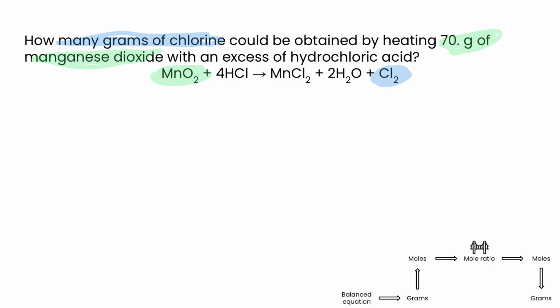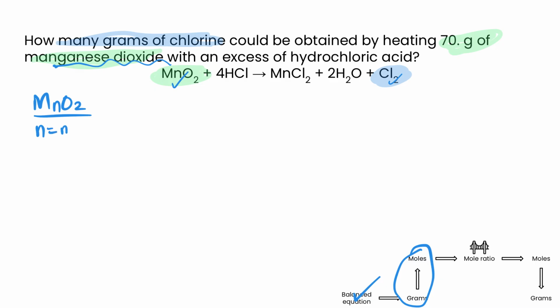So this problem has a reactant with a product. The last one had both reactants. Really, as long as you're given one quantity, you can find any of these other quantities in the balanced chemical equation. Okay, so step 1's done. We've balanced the equation. We need to do step 2 now, going from grams to moles of our known substance. So that's the manganese dioxide. We're just going to write that over here.